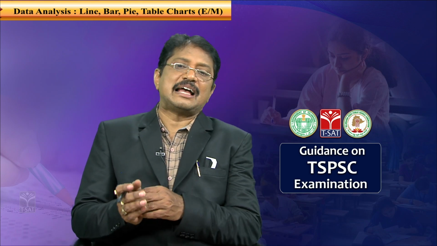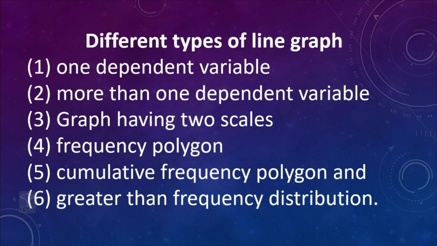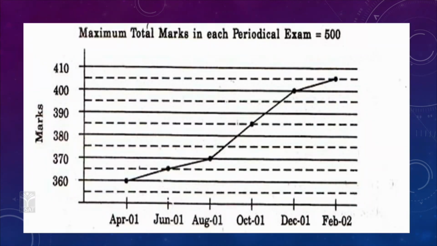Okay, what are the different types of line graphs? There are one dependent variable, more than one dependent variable, graph having two scales, that is x axis and y axis, frequency polygon, cumulative frequency polygon, and greater than cumulative frequency distribution. Greater than cumulative frequency, less than cumulative frequency, frequency polygon, frequency curve, graph having two scales, more than one dependent variable, all these are different types of line graphs. Okay, now observe it.